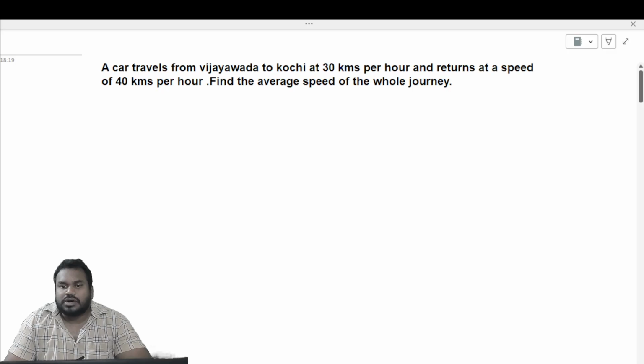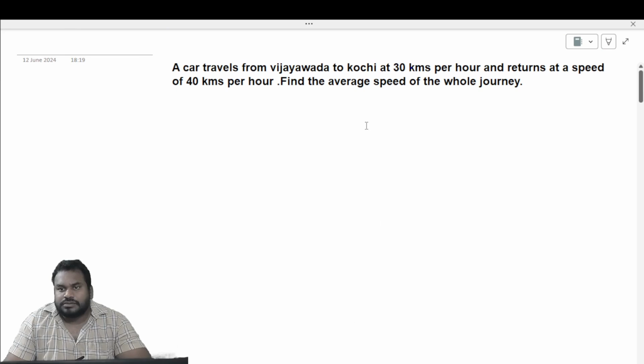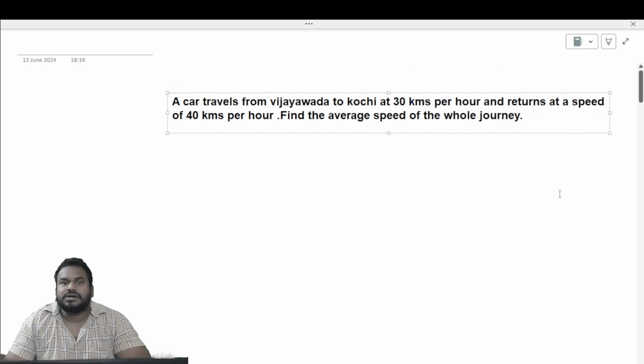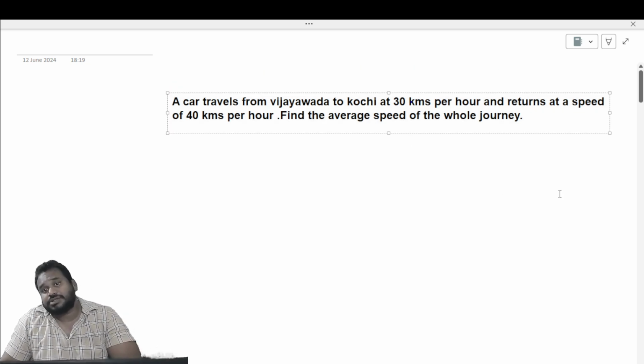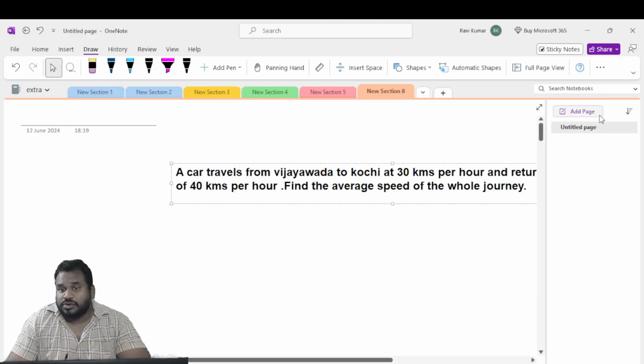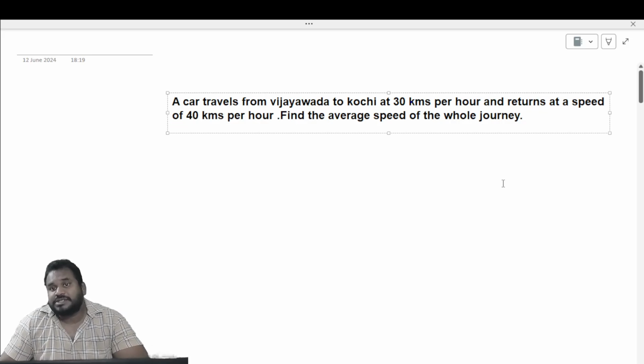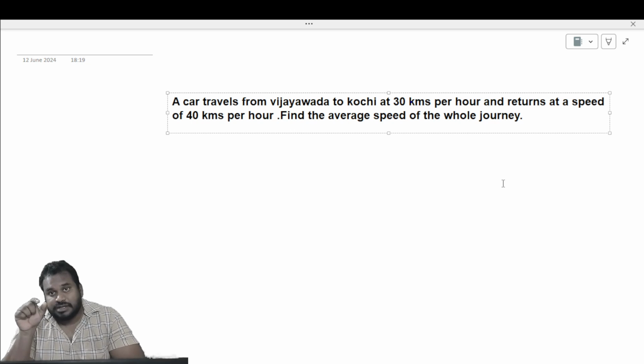Next question. A car travels from Vijayawada to Kochi at 30 kilometers per hour and returns at a speed of 40 kilometers per hour. Going with the speed of 30 kmph and coming back with the speed of 40 kmph, find the average speed of the whole journey. I told you the formula: if the distances are equal. So here the distances are equal, why? Because you went from Vijayawada to Kochi, and again from Kochi to Vijayawada. So the distance is the same.